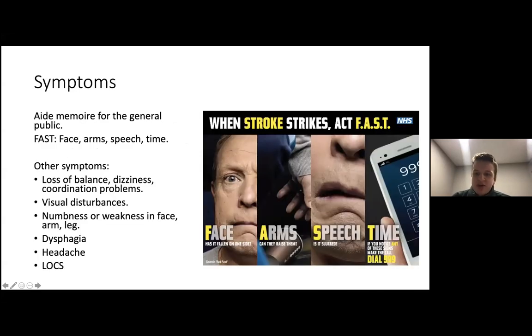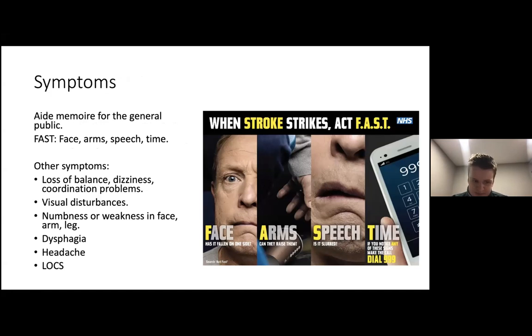If you're from the UK, you might be familiar with the picture on the right. This is a public guidance initiative called FAST. So face, arms, speech, time. And it's a really effective way of getting the general public to understand the signs of stroke, because time is of the essence.